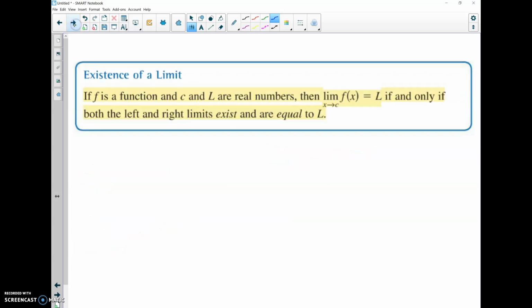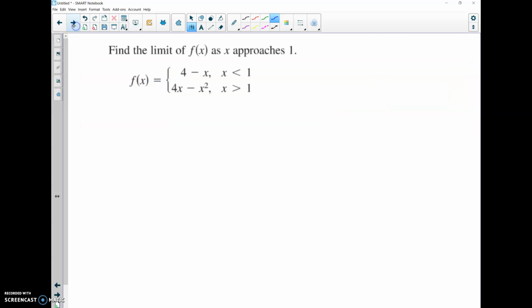All right. So the existence of a limit. Our limit exists as long as the limit as x approaches c from the left and the right both exist, and they are both equal to the same number, which we are calling L. All right, so we're finding the limit of this piecewise function here. f of x equals these two pieces when x is less than 1 or x is greater than 1.